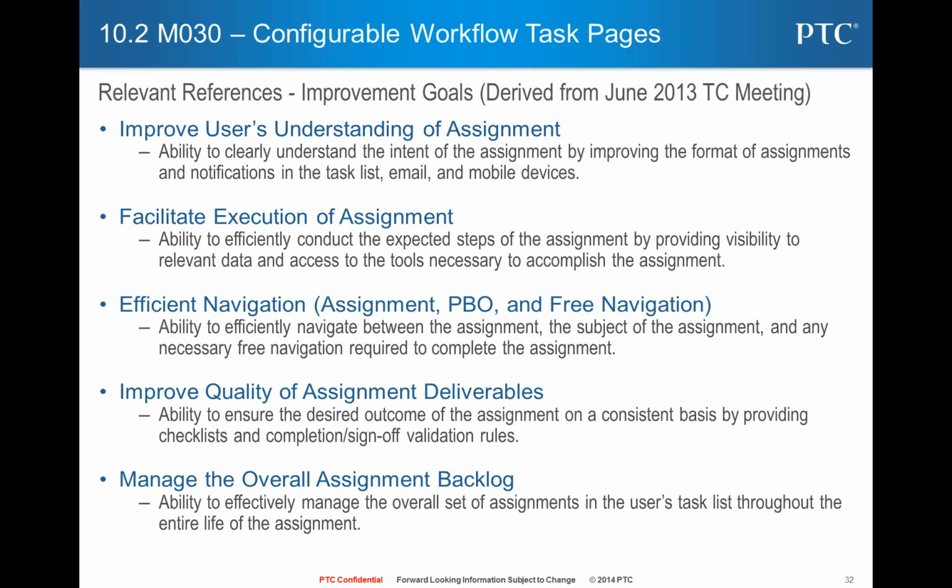Let's see, improve the quality of the deliverables. So again, the user's being assigned to do a set of work. Are there issues with the quality of the work that's being produced, and are there ways to make that better? And then the last point was really the overall backlog of your work list. Any given user may have 50, 100, I mean, they could potentially have many different types of assignments, and how you manage your backlog of work is another topic that came up.